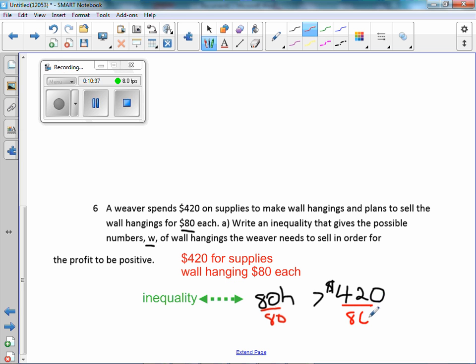So our hangings is greater than, because it has to make a profit. It doesn't have to be 420. That's the reason why it's just greater than. The answer for this would have been 5.25 if you use your calculator. So if you want to make a profit, you have to go 6 or more because you don't want to have 0.25 wall hanging. So to make a profit, it has to be 6 or more.